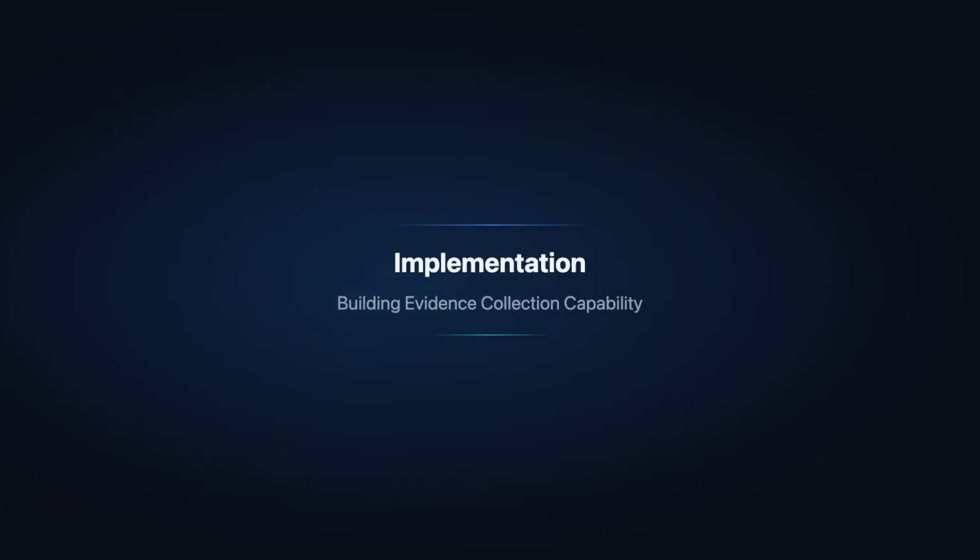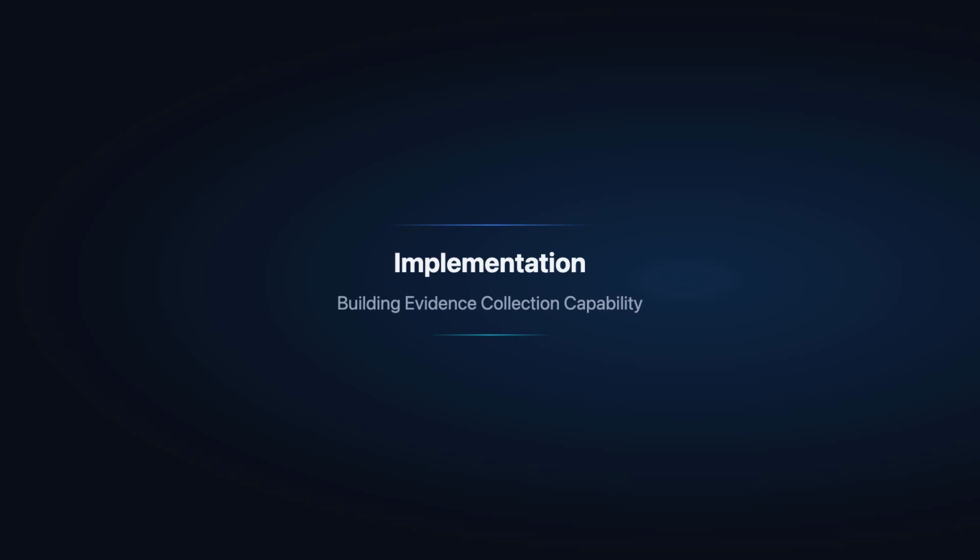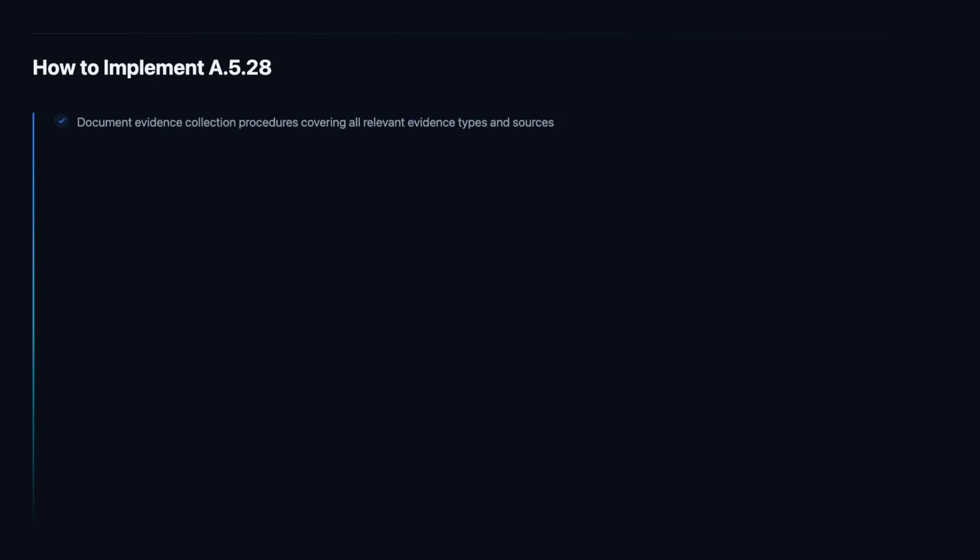Now let us explore how organizations can implement A.5.28 to build reliable evidence collection capability before it is needed. Implementing A.5.28 requires evidence collection procedures, the right tools and trained personnel, defined log retention periods, and clear criteria for law enforcement engagement. Evidence collection procedures should be documented as part of the incident response plan and should cover the specific evidence sources most relevant to the organization's environment.